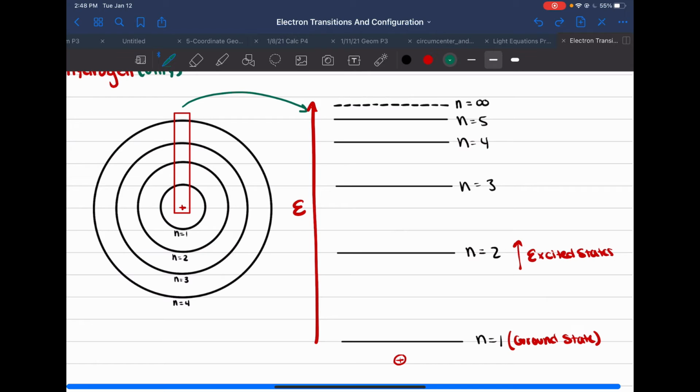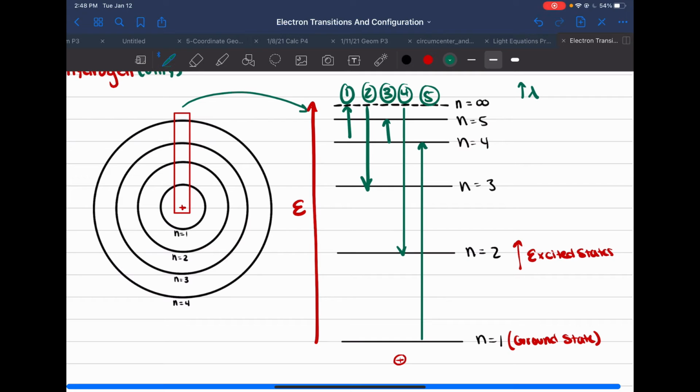Which one of these arrows absorbs a photon with the longest wavelength? So here are your 5 arrows. We're looking for the longest wavelength. So take a second, think about it.